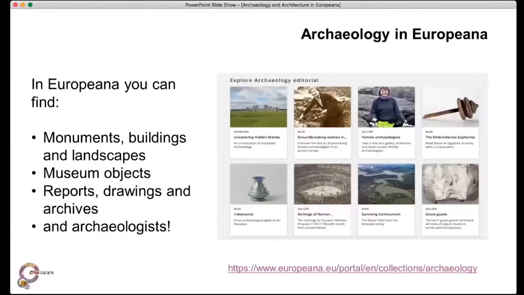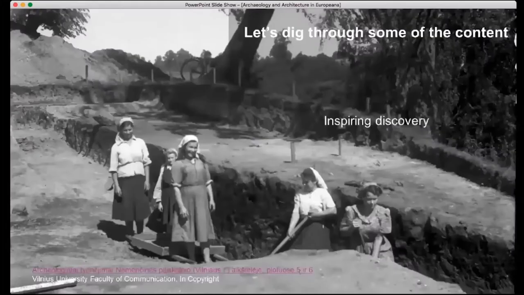Over to Effie. Europeana includes all aspects of the archaeological heritage. The content ranges in time from the Paleolithic to the modern era and includes the movable and immovable heritage, archaeological monuments, historic buildings, cultural landscapes, objects, reports and archaeological archives, and last but not least, you can see archaeologists at work. This is an example of an image from one of the collections that Carare has helped to publish in Europeana. Now I'm going to show you some more of the brilliant archaeology content that you can find in Europeana, either through the general search or straight from the archaeology theme collection.